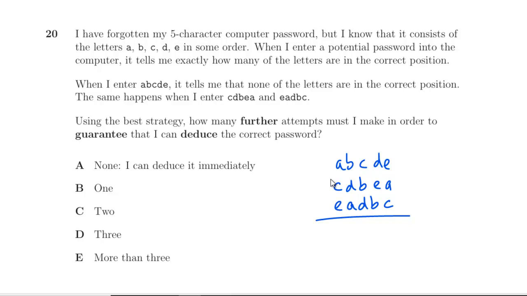Using the best strategy, how many further attempts must I make in order to guarantee that I can deduce the correct password? Right, so not how many to actually enter the right password, but to deduce it off the back of it. So what have we got in it? So that could be B or D. That could be C or E. This could be A or E. This could be A or C. And that could be B or D.